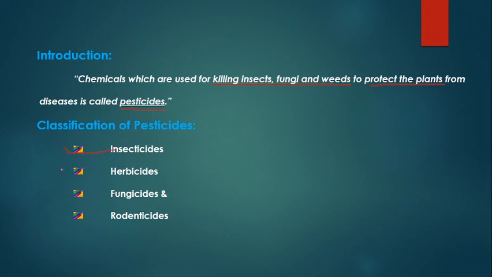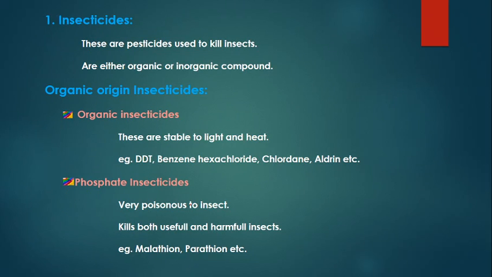First one is insecticide, second is herbicide, third is fungicide, and fourth is rodenticide. One by one we are going to see the details of these classes of pesticides. Let's begin with the insecticides. These are the chemical compounds used to kill insects. They are of two types: either organic origin or inorganic origin. First we'll see the organic origin insecticides.